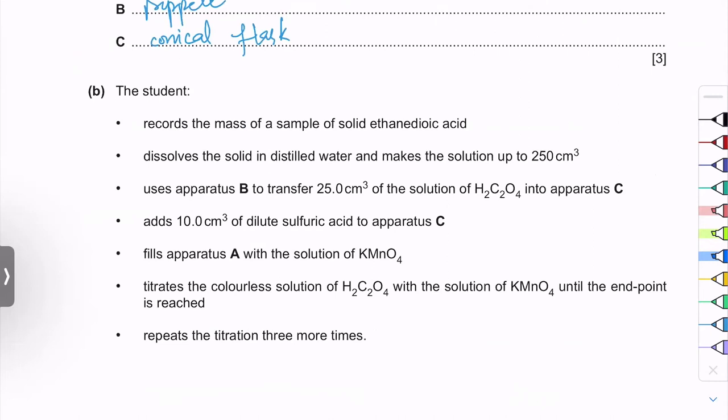He dissolves the solid in distilled water and makes the solution up to 250 cm cube. Okay, tell me. What should he use when he's trying to make the solution? What does it even mean to make the solution up to something?